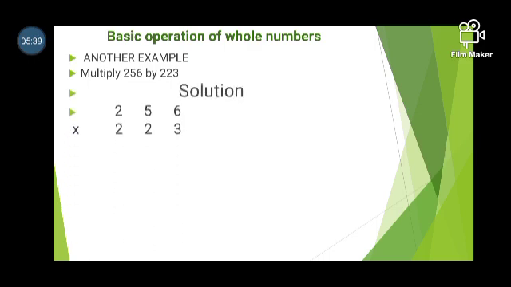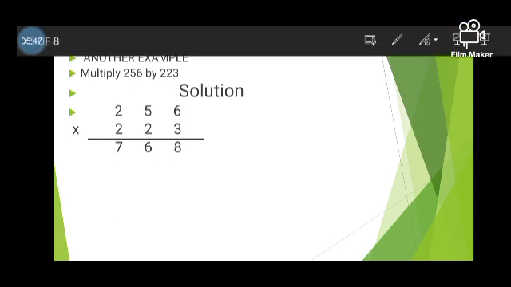Now, 6 times 3 is 18, right? So that's this 8. 5 times 3 is 15. 15 plus 1, 16. 3 times 2 is 6. 6 plus 1, 7.